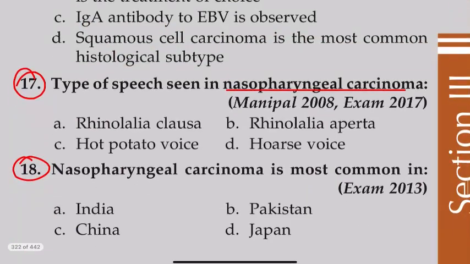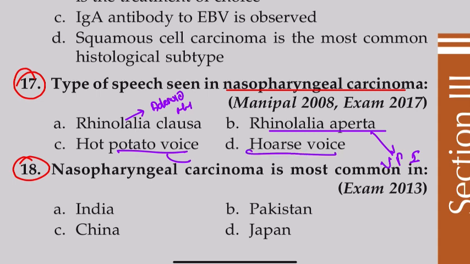Type of speech seen in nasopharyngeal carcinoma, what is that? That is rhinolalia clausa, right? Rhinolalia clausa is also seen where? It is also seen in adenoid hypertrophy. Now talking about rhinolalia aperta, it is caused by conditions leading to velopharyngeal insufficiency, right? And hot potato voice is produced by a painful mass lesion of the oropharynx, right? And hoarse voice is produced by pathologies of the vocal cord.